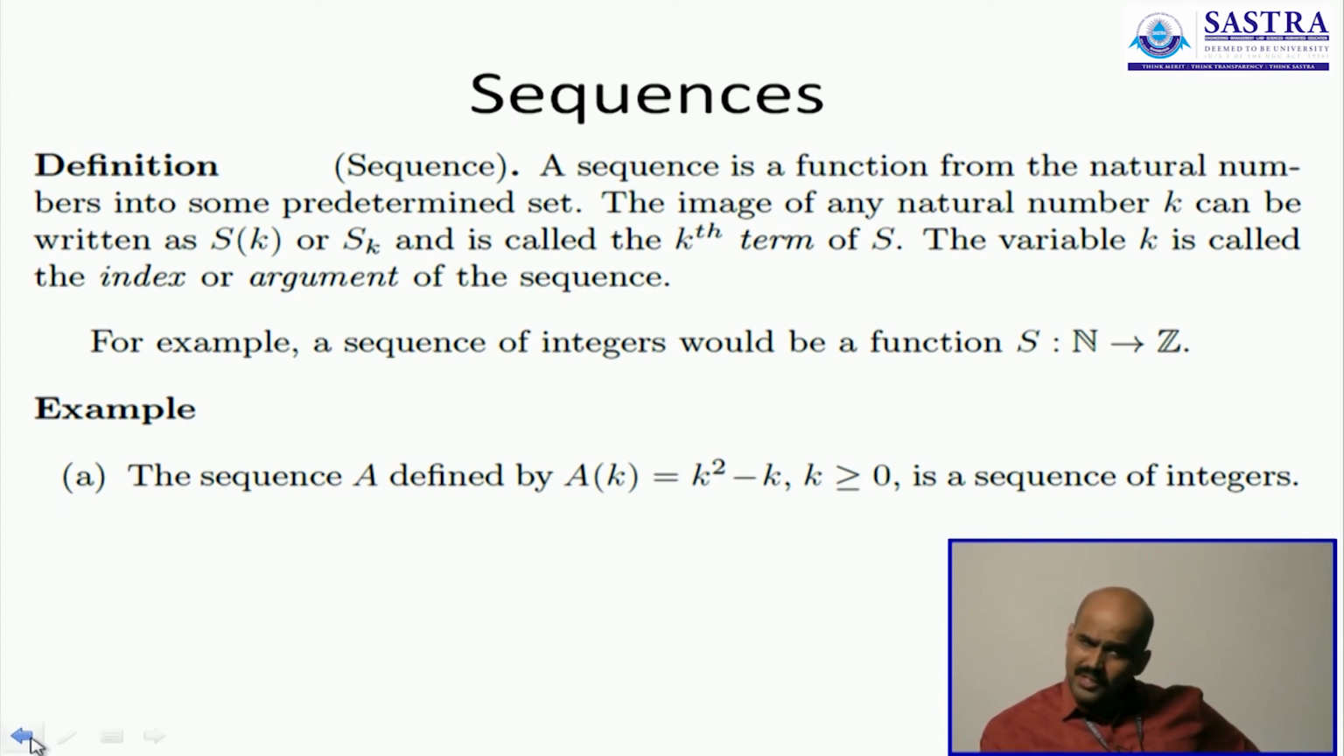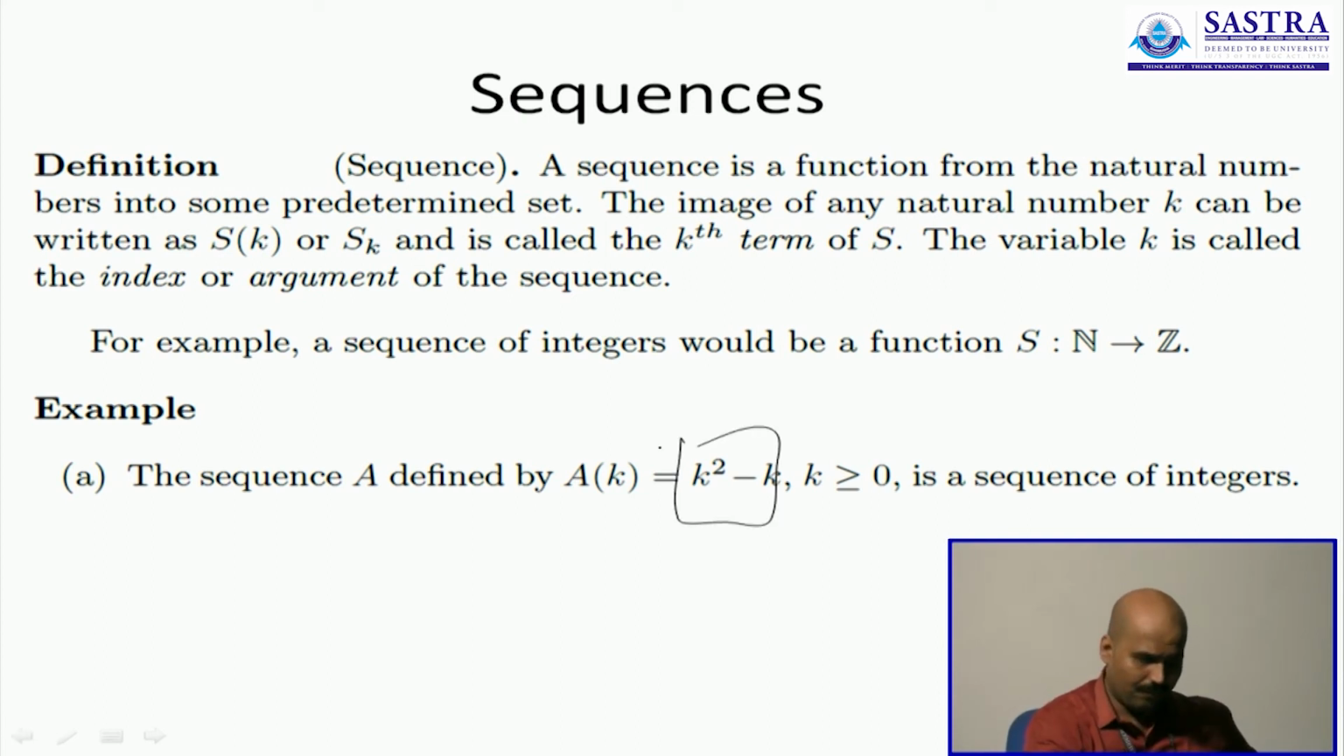So if you give me the value of k as 15, it's going to be 15 squared minus 15. If k is 20, it's 20 squared minus 20. So any term on the sequence can be easily determined by using this formula. That's one way.